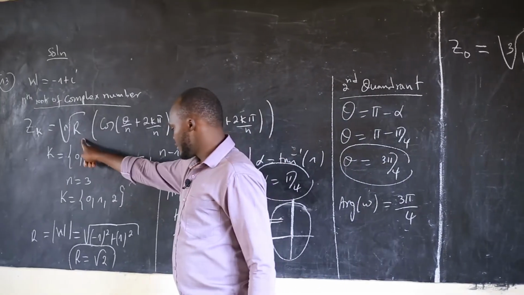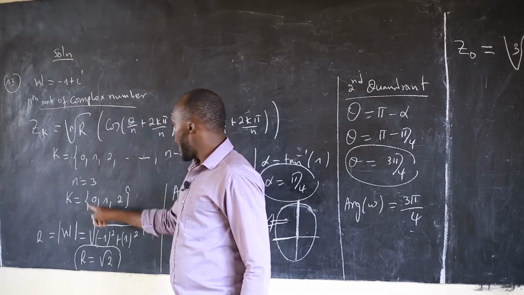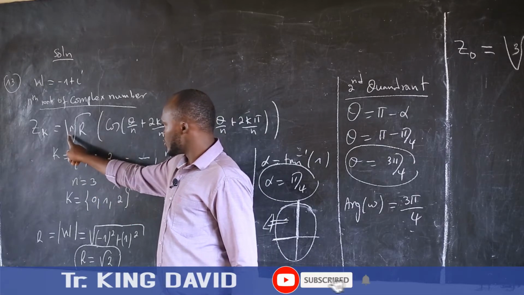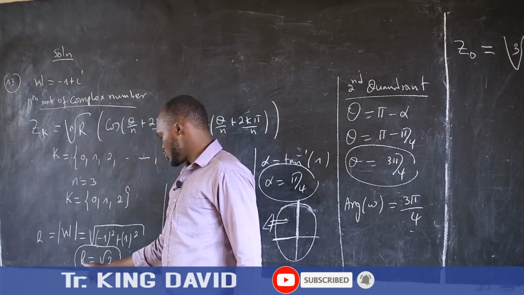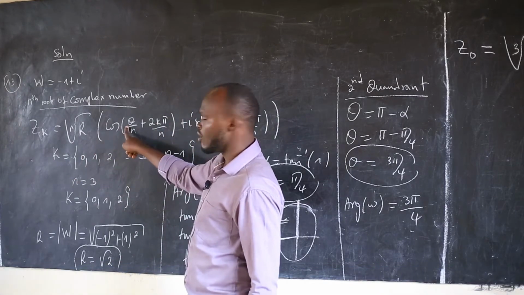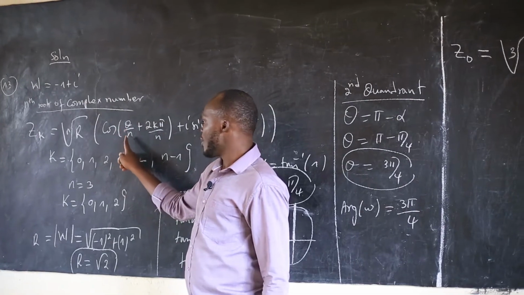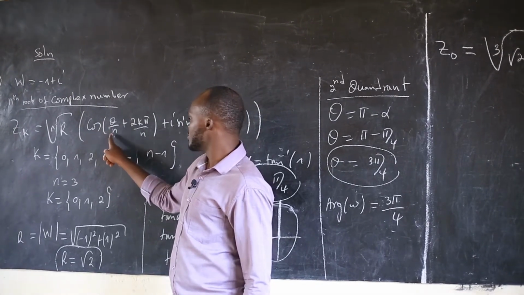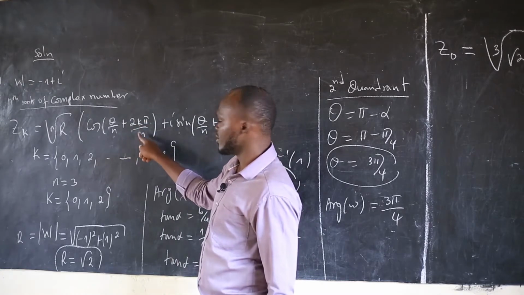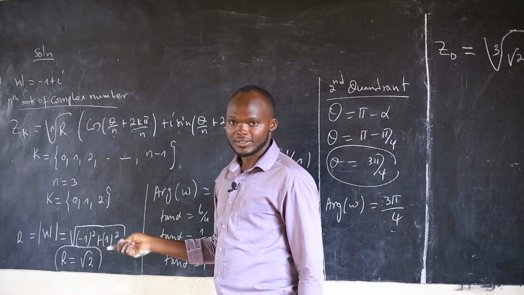So our r is root 2. Our n is 3. The cube root of r is the cube root of root 2. Then into bracket cos of the angle. Our angle is 3 pi over 4, our n is 3, so 3 pi over 4 divided by 3, plus 2k, where k is 0, pi over 3. So that's what I'm doing.